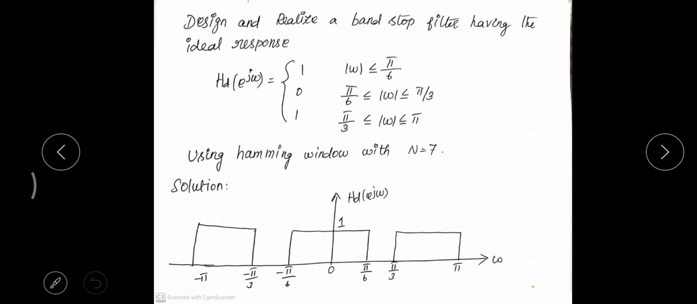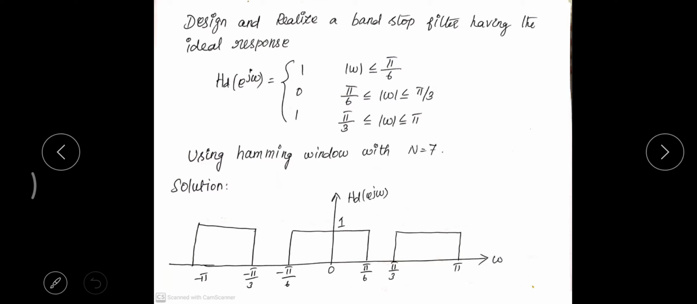Now we will move on to the problem. Design and realize a bandstop filter having the ideal response Hd of e power j omega equal to 1 for mod of omega less than or equal to pi by 6, 0 for pi by 6 less than or equal to omega less than or equal to pi by 3, and 1 for pi by 3 less than or equal to omega less than or equal to pi, using a Hamming window with order N equal to 7. This is the ideal response given to us.